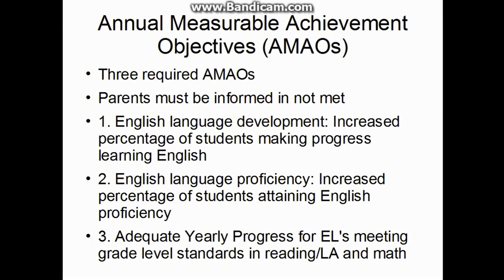There are 3 required annual measurable achievement objectives, and parents must be informed if those objectives are not met. They are 1. The school must have an increased percentage of students who make progress in learning English. 2. An increase in the percentage of students who attain English proficiency, and 3. There must be adequate yearly progress for English learners in meeting grade level standards in reading, language arts, and math.